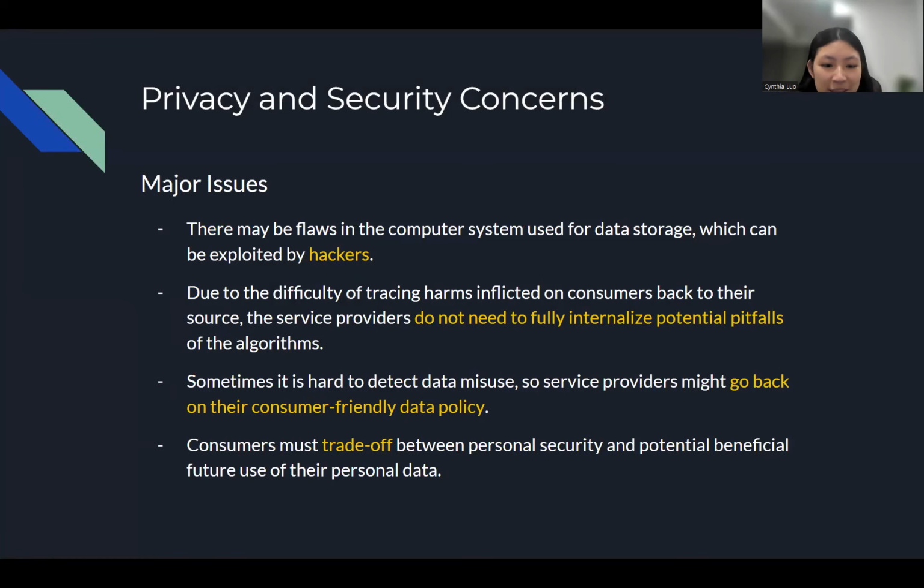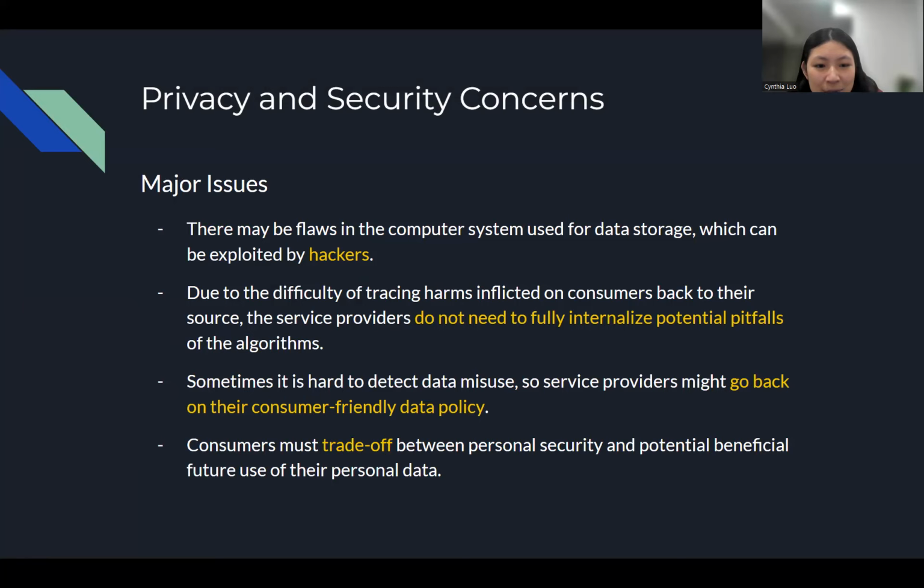There are many existing and potential issues regarding privacy and security. Firstly, there may be flaws in the computer system used for data storage, which can be exploited by hackers. Secondly, due to the difficulty of tracing harms inflicted on consumers back to their source, the service providers do not need to fully internalize potential pitfalls of the algorithm.